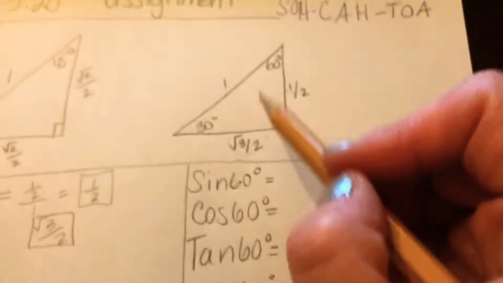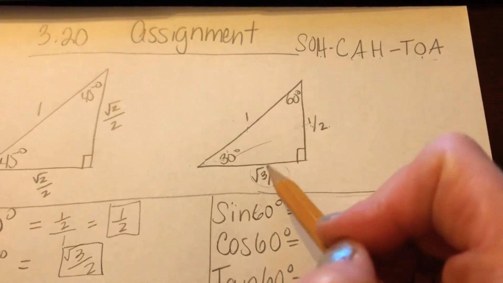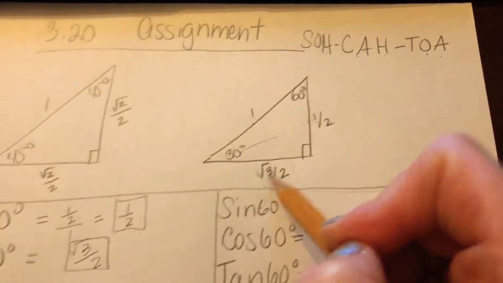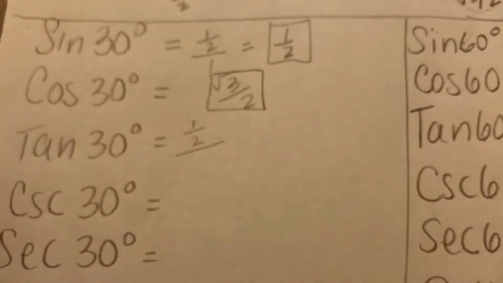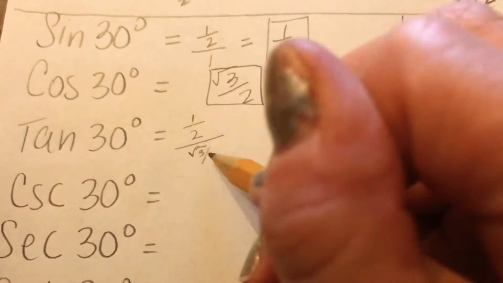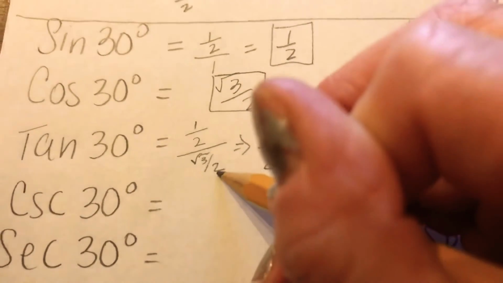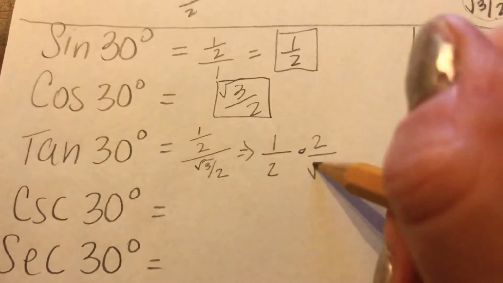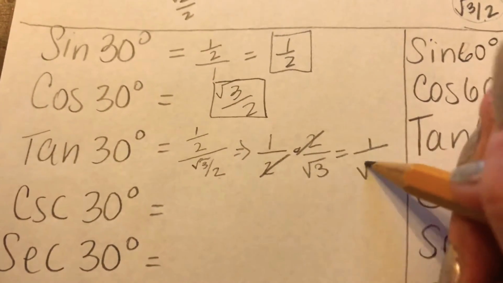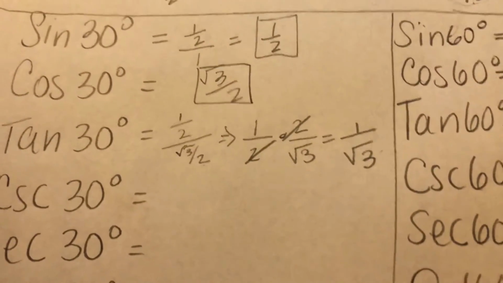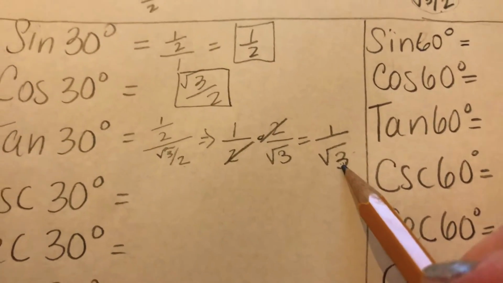And then we have our tangent. Our tangent is opposite over adjacent. So my opposite side is 1/2. My adjacent side is radical 3 over 2. So if I have 1/2 over, it's a little blurry, radical 3 over 2, that means I'm going to have 1/2 times the reciprocal, which is 2 over radical 3. So this will cancel, and I get 1 over radical 3. I should have given myself more room. And then this needs to be simplified, right?